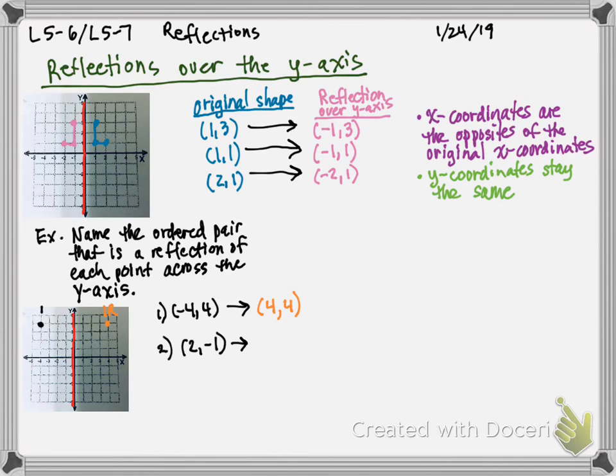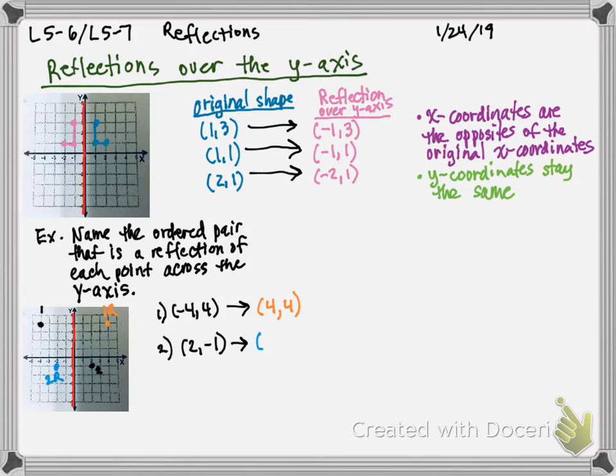2, -1. So we go to 2 on the x, down to 1. So that's our point. And then we're going to reflect. If I reflect over the y-axis, I was 2 to the right, so I want to go 2 to the left on the x. But what I'm making sure is I'm staying on the same y level. So it's directly straight across from each other. That would be our reflection.